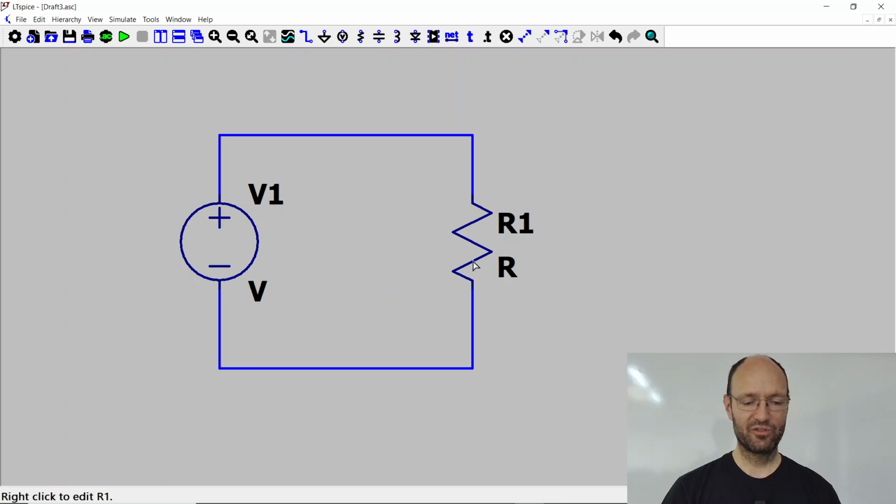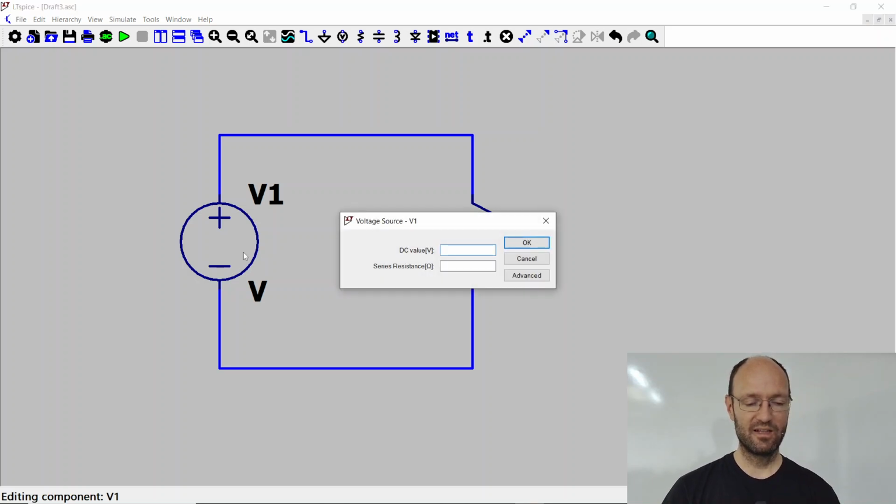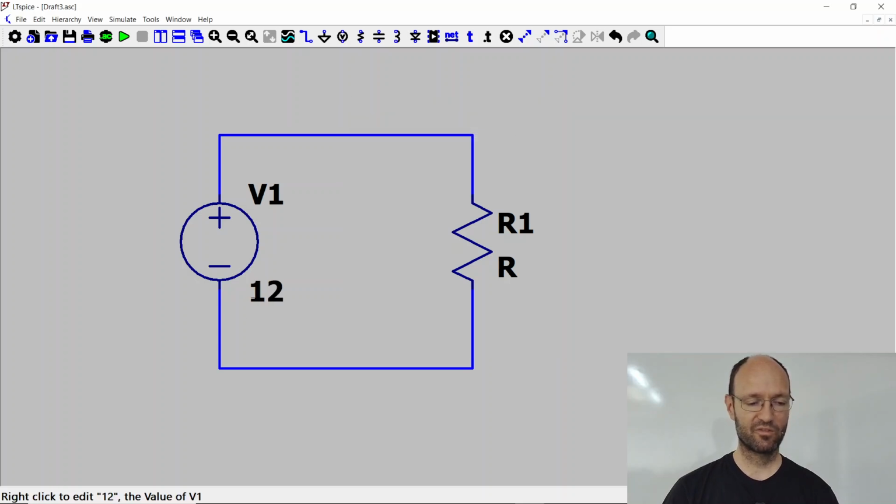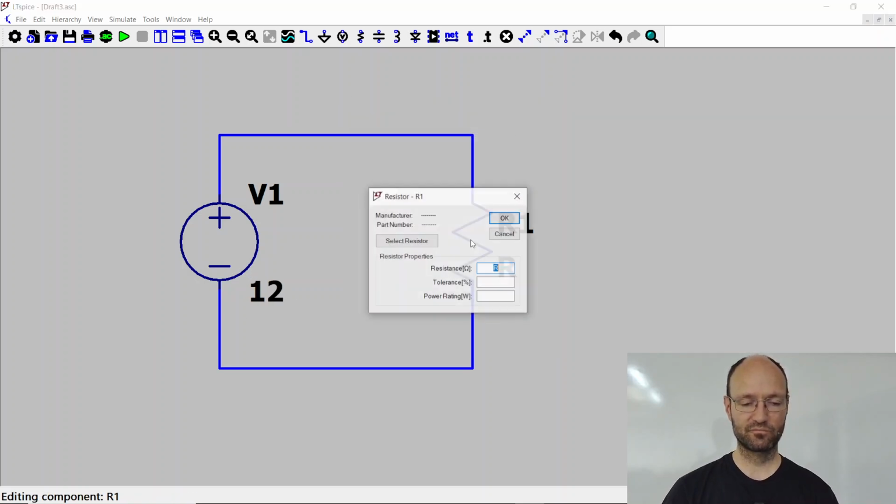Okay, so now we have a voltage source, we have a resistor, we have the connecting wires. Now our elements, our symbols need to have the proper quantities. You can define and set the quantities if you take the alternative mouse button, so usually the right mouse button, if you have a right-hand mouse, and click on the symbol, and then you can set the values. So here we can set the DC value. I would suggest to set the DC value to 12 volts because this would be the voltage in the automotive low voltage system. So we have a 12 volt source.